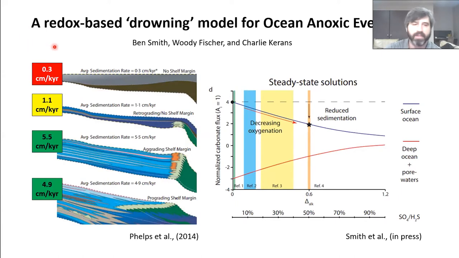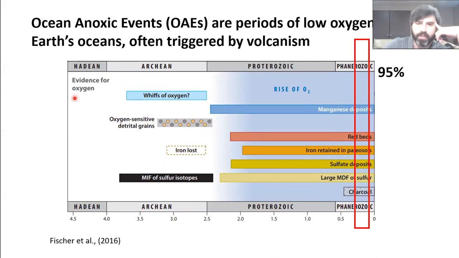It'll be really fun to talk to everyone at the Bureau, because I was actually introduced to this through cores at the BEG core facility. And so I'd be really interested in getting the perspectives of people who still are working on those kinds of approaches. So the title of this work is A Redox-Based Drowning Model for Carbonate Platforms During Ocean Anoxic Events. So I'm gonna start by kind of explaining what some of those words are.